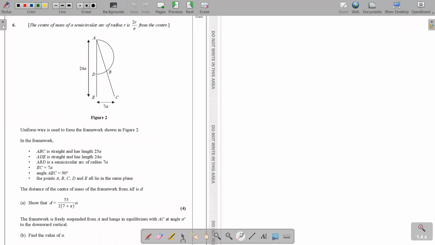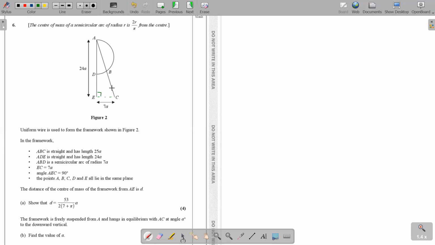Moving on to question number 6. Uniform wire is used to form the framework shown in figure 2. So this is a framework. In the framework, ABC is straight and has length 25A. Are you with me? And ADE is straight and has length 24A. ABD is a semicircle of radius 7A. EC is 7A. They are saying the angle AEC is 90.